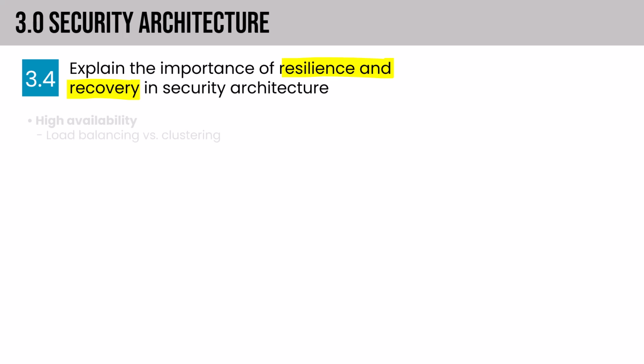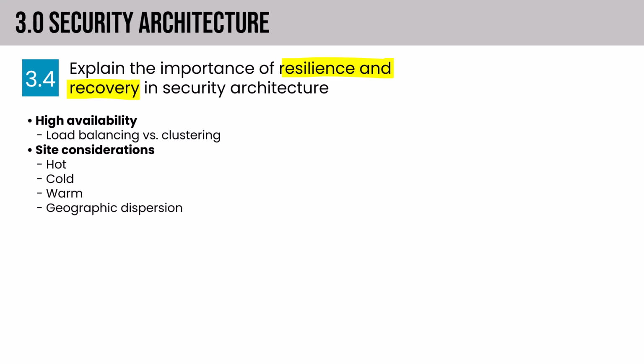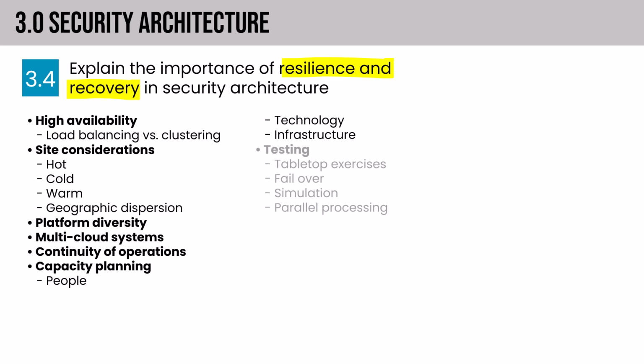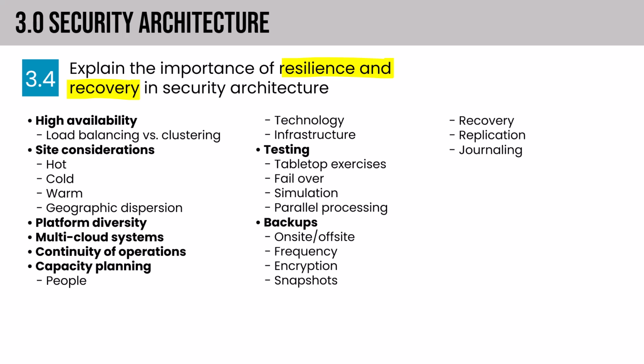So in this section, we'll explore high availability concepts, site considerations, including the types of disaster recovery sites we might choose from, the importance of platform diversity, multi-cloud systems, and continuity of operations. We'll take a look at capacity planning concerns, the different disaster recovery testing types, an array of backup strategies, and finally a look at power.